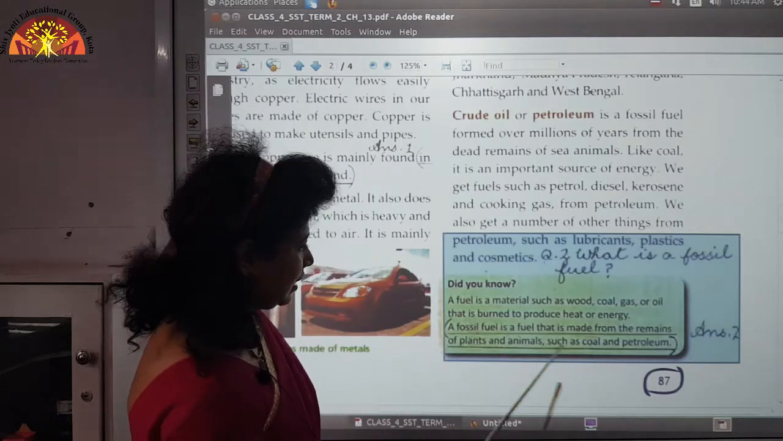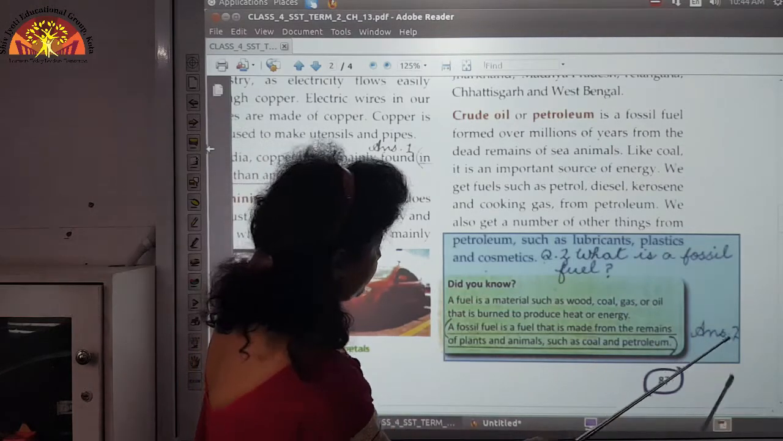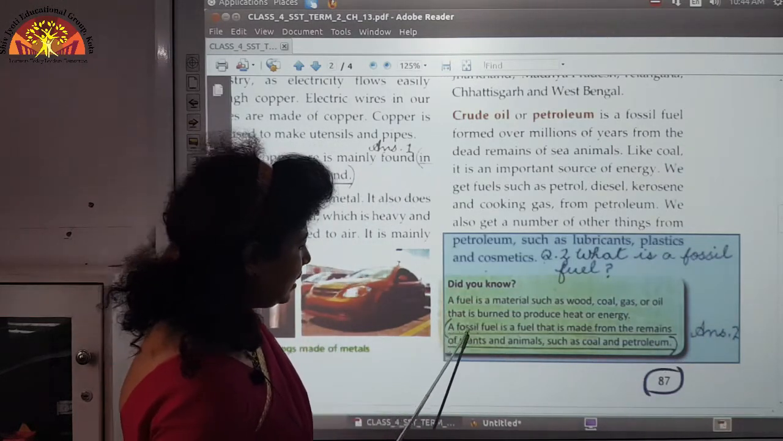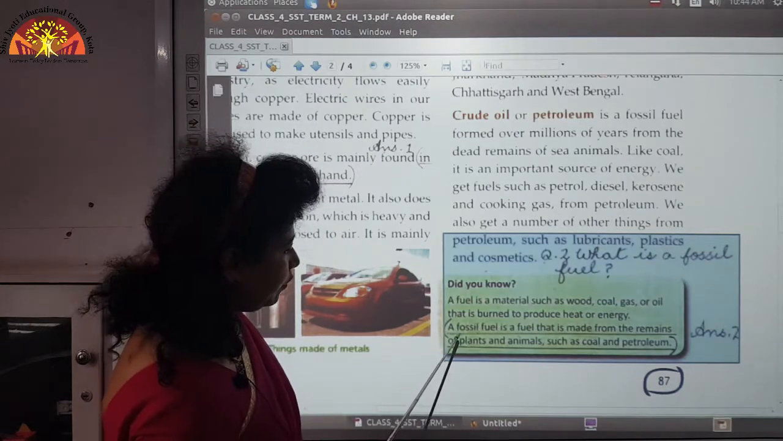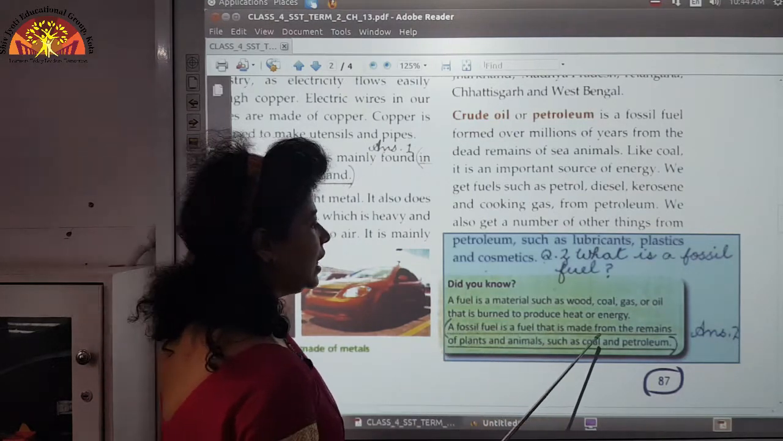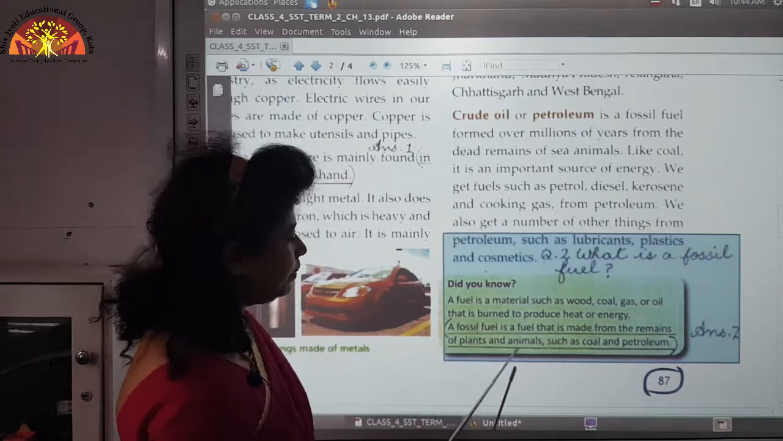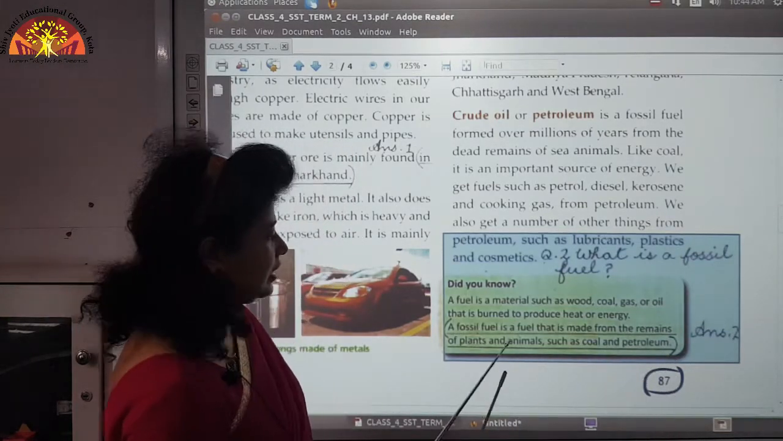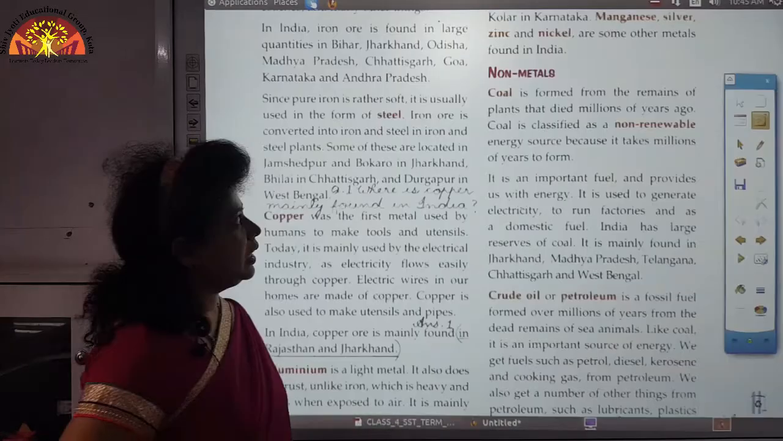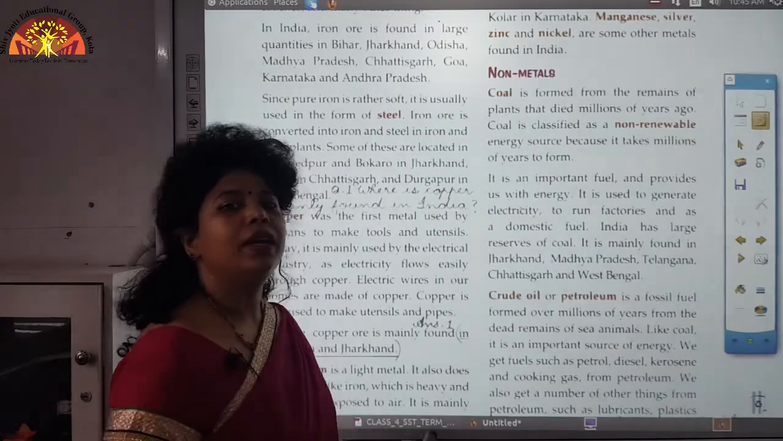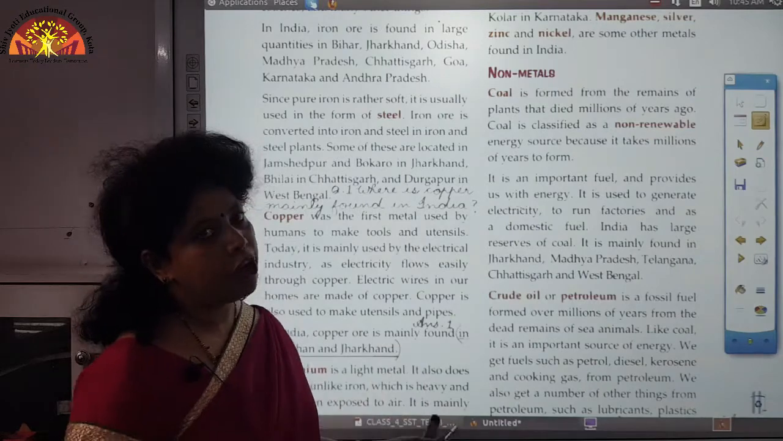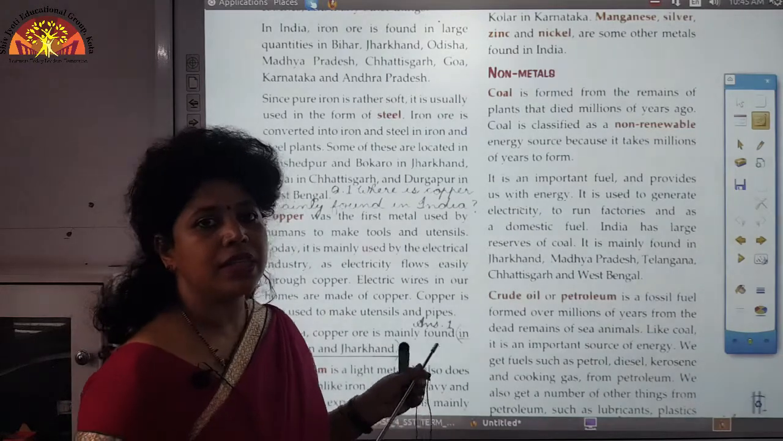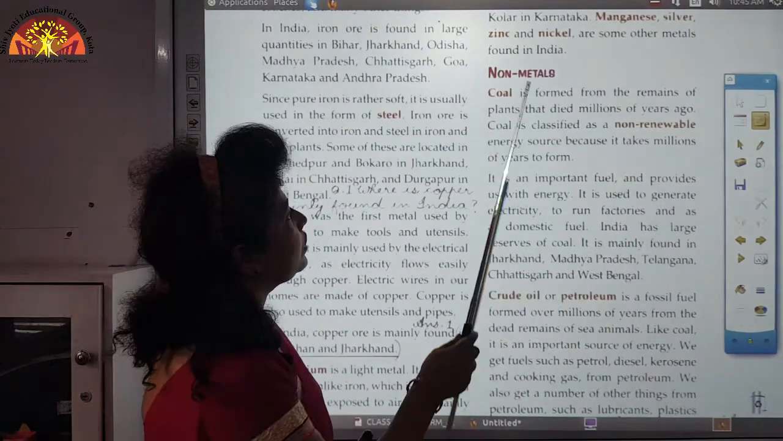So, this is your second answer. Write answer 2 here and underline the entire sentence from "a fossil fuel is a fuel that is made from the remains of plants and animals such as coal and petroleum." This is your second answer. Let us now learn about non-metals. In non-metals, the first non-metal is coal.